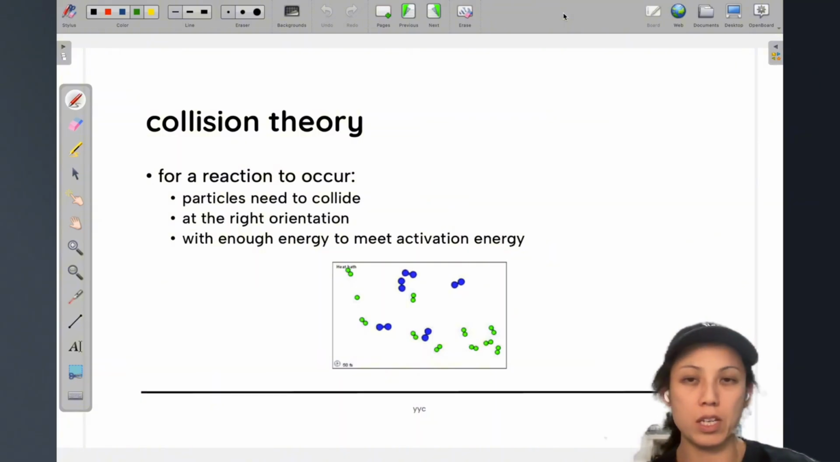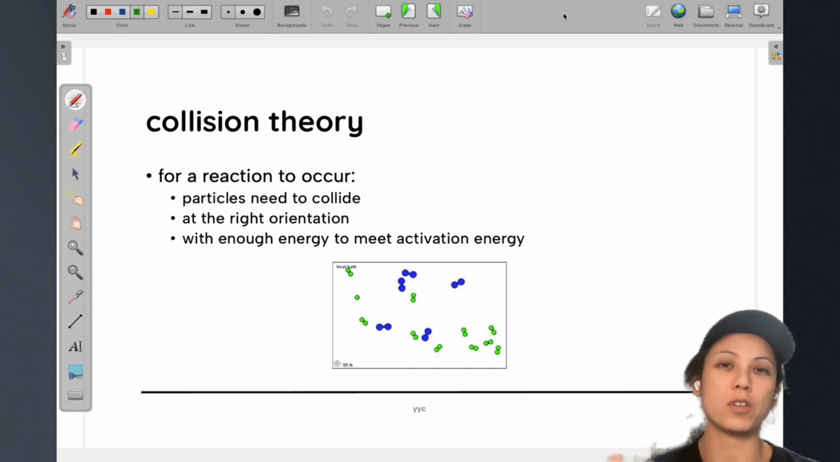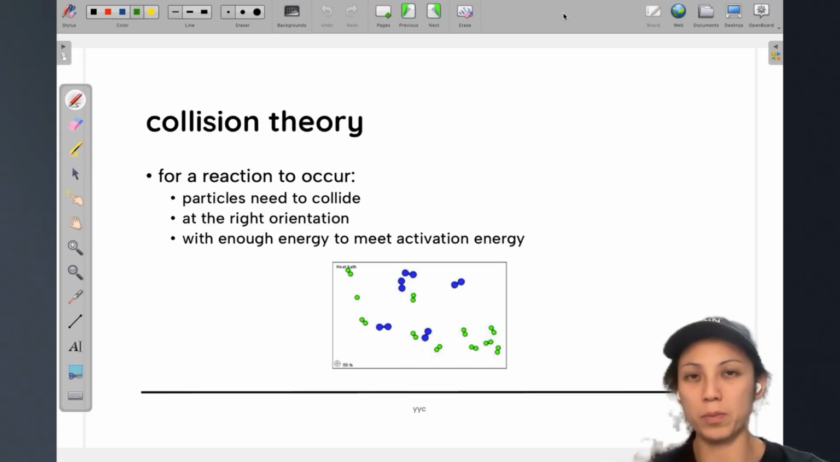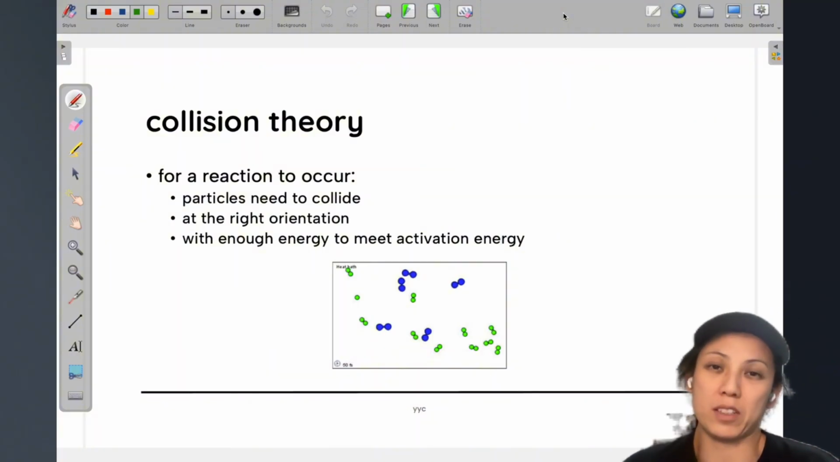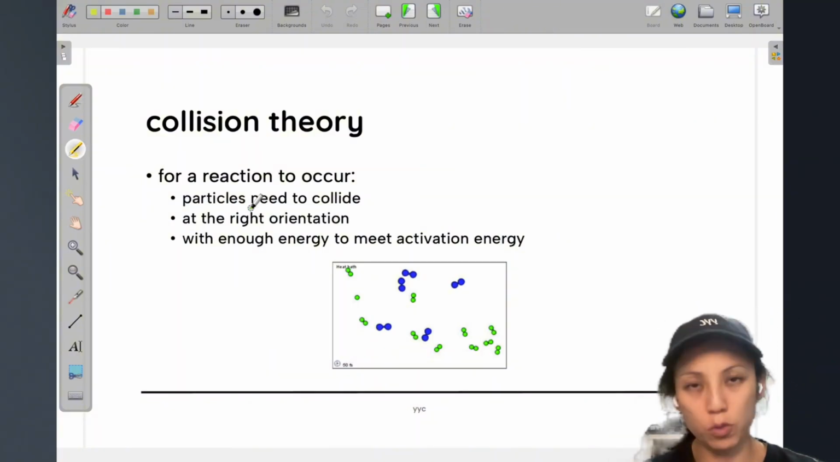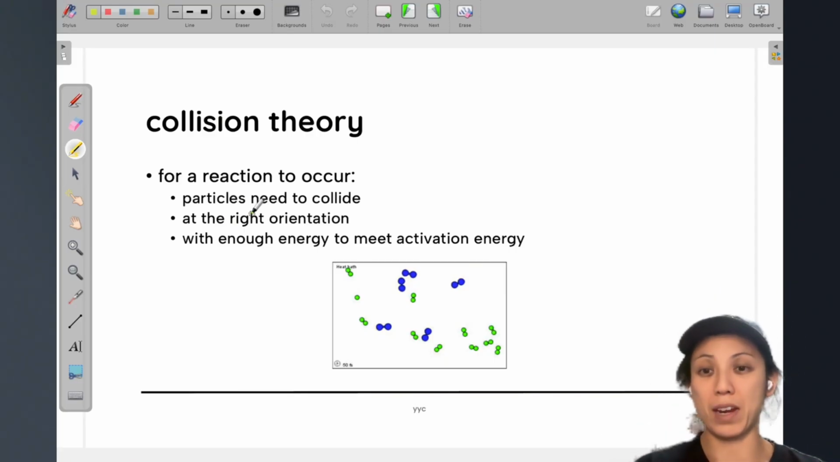Let's talk about collision theory. Before you can have a reaction occur, some criteria need to be satisfied. Back in year 7 or year 8 science, you might put some reactants together and just expect a reaction to happen, but that's not really how it works. According to collision theory, three main things need to occur in order for a reaction to even happen.